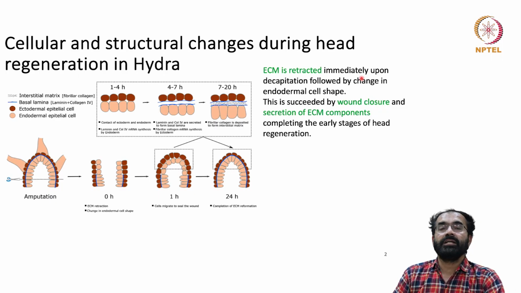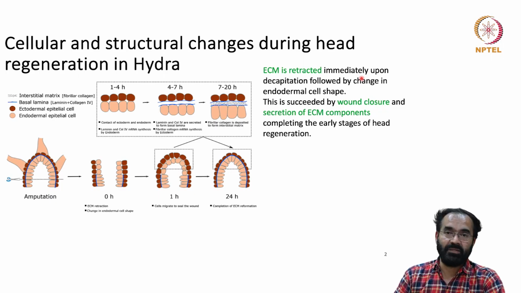It is just like you had a string of beads, a garland or a chain which had so many beads, and you suddenly pull the beads out of the string. What will happen? They will go randomly. So this is what happens. The basal lamina is retracted upon decapitation, followed by a change in endodermal cell shape. This is succeeded by wound closure and the secretion of ECM components. The moment the wound is closed, it will again restore the basal lamina and also the interstitial matrix.